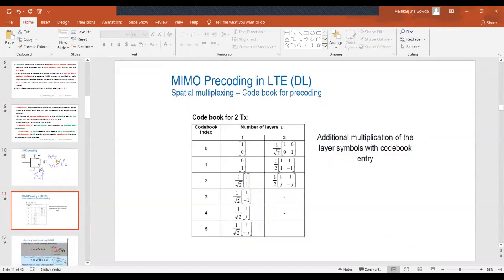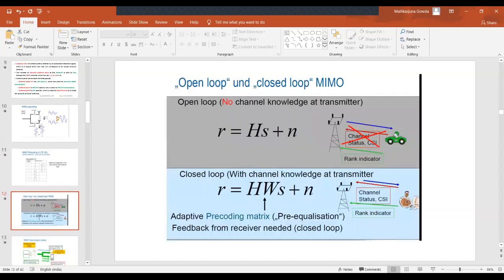As I said, pre-coding in LTE depends on spatial multiplexing. So I said codebook for pre-coding; I have taken here the example of two transmitter antennas. This is the codebook index and this is the number of layers. As I said, it can be operated in either open loop or closed loop MIMO.